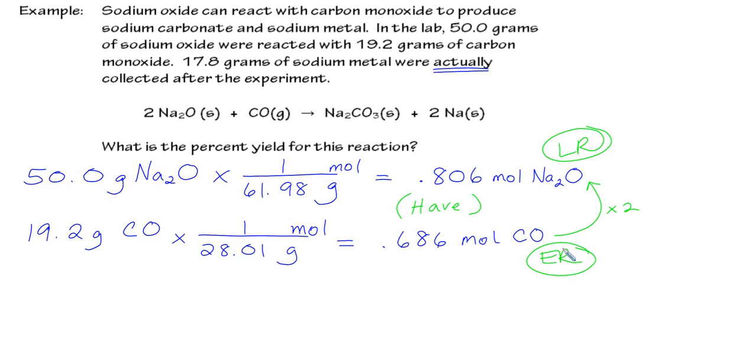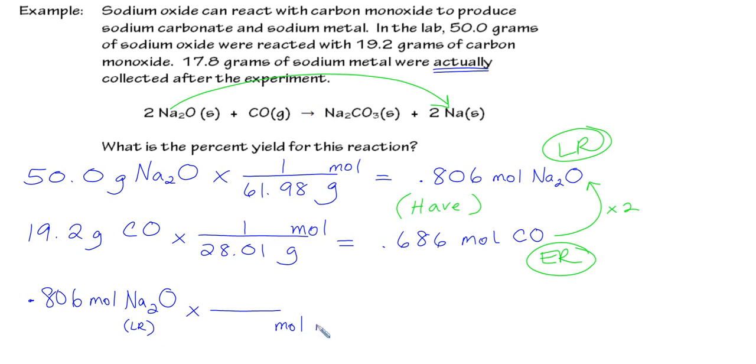Now that I know the limiting reactant, we can set up the stoichiometry. The product that we're looking for is the sodium metal. So we'll start with our limiting reactant, and we eventually want to get over to sodium metal formed. How much should we form? I'm going to use this 0.806 moles of sodium oxide. That's my limiting reactant. Always use the limiting reactant. And since I'm using it in moles right away, we can cancel moles of the sodium oxide and switch it over to moles of sodium metal.